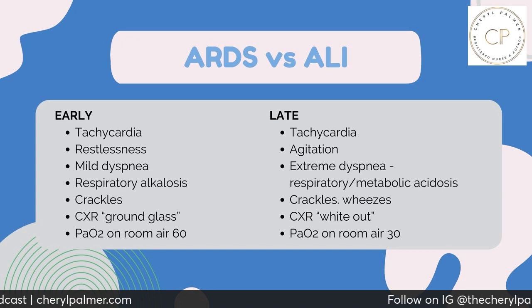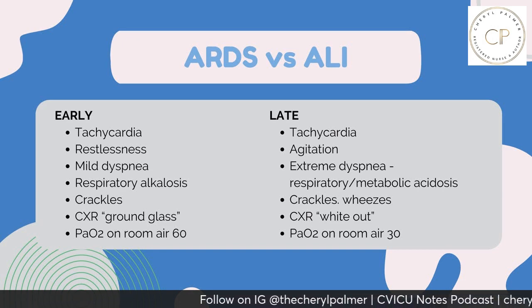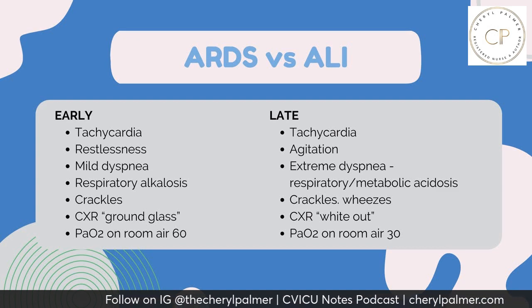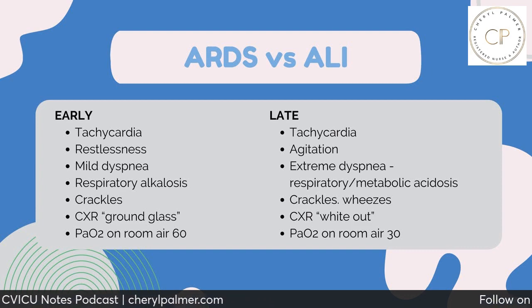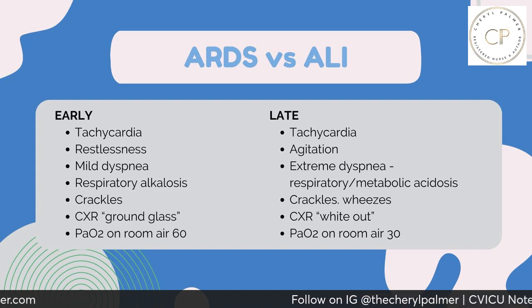Early symptoms are tachycardia, restlessness, mild dyspnea, respiratory alkalosis, crackles. Your chest x-ray may show ground glass, and then PaO2 on room air is usually 60, or PaO2 of 60.